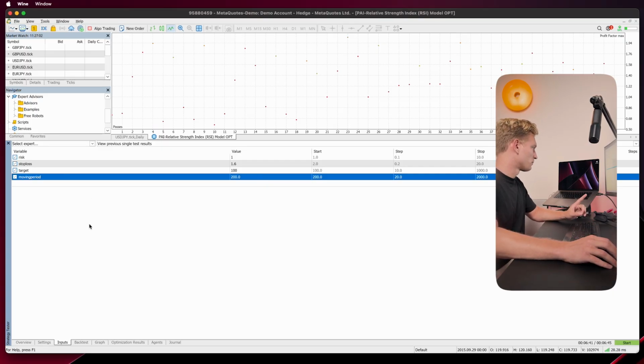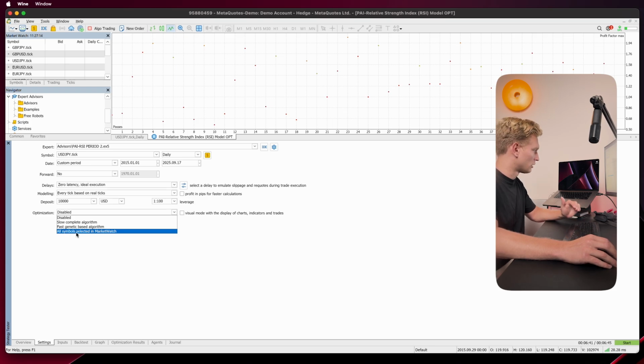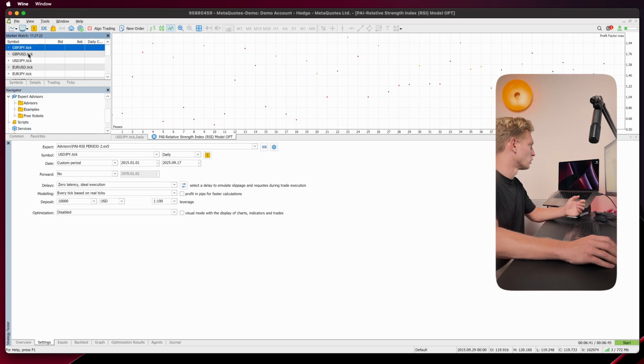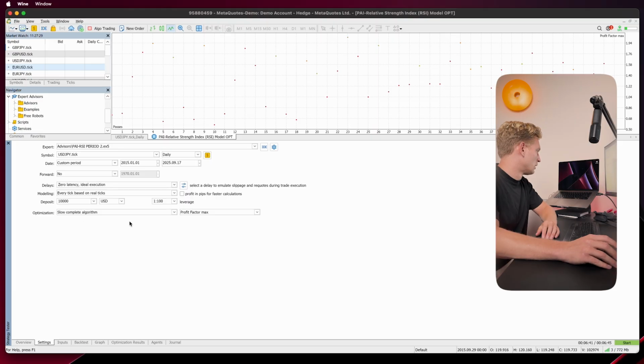The second thing, which is even more powerful, is optimization. Here you have slow complete algorithm, fast, and all symbols. You just use slow complete algorithm for this tutorial. All symbols is sometimes what I use if you want to backtest all these symbols at once, you can also do it. But for now, we're gonna optimize that target, stop loss, and so on. So slow complete algorithm, profit factor max is what I normally use.